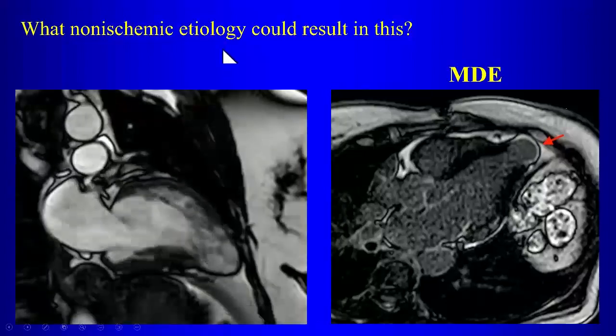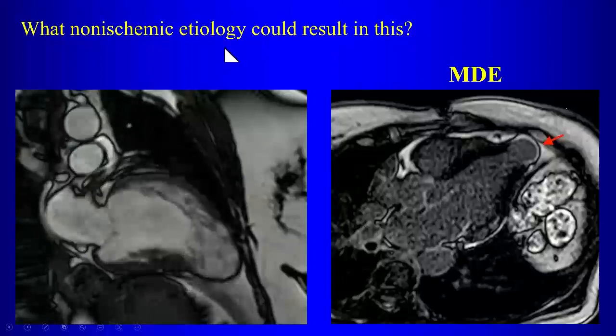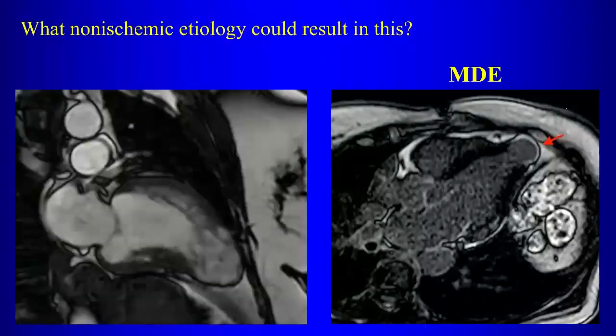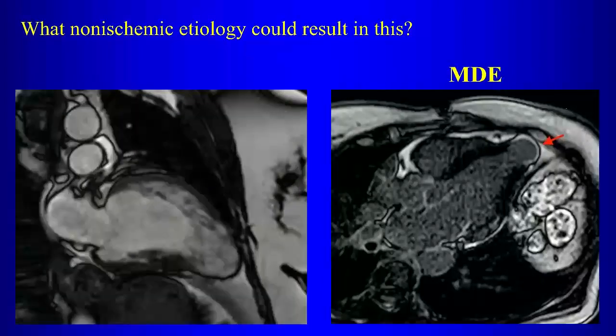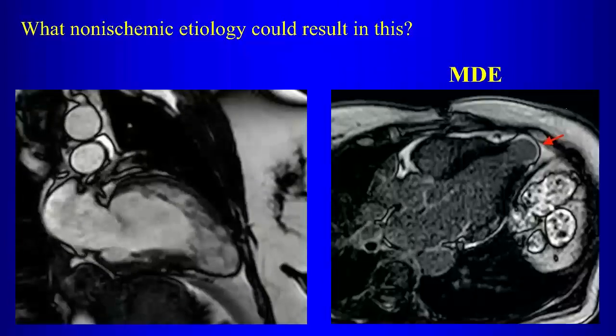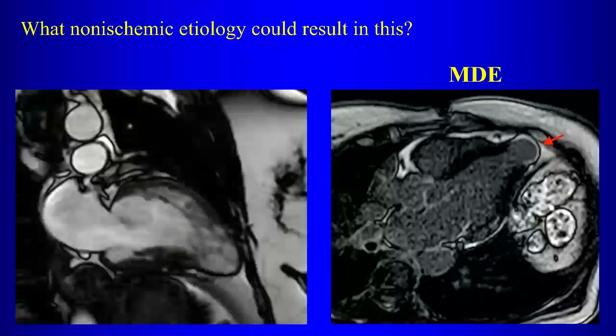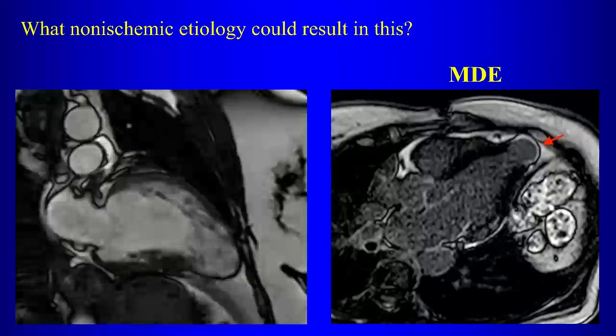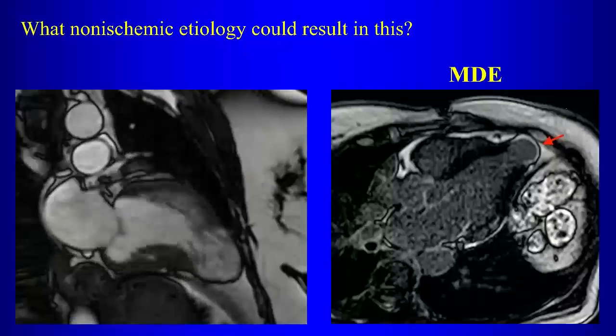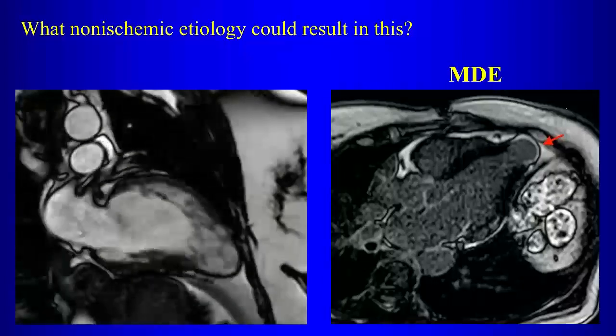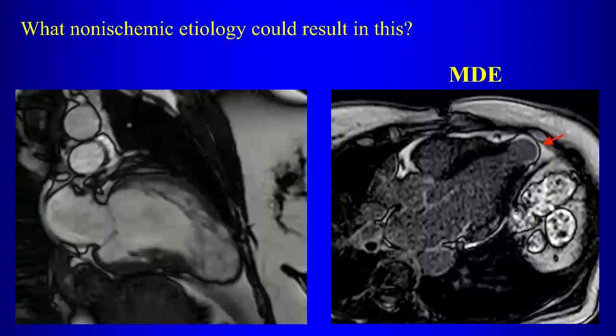Okay, so you guys over here, aneurysm at the apex of the ventricle. Certainly the first thing you think about is infarction, but my question for you is, what non-ischemic etiology, and notice also there's delayed enhancement in that region, what non-ischemic etiology could cause this?